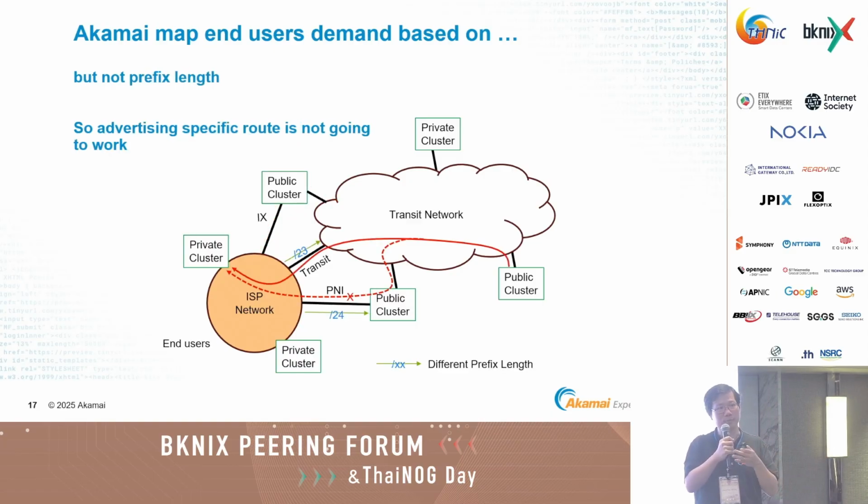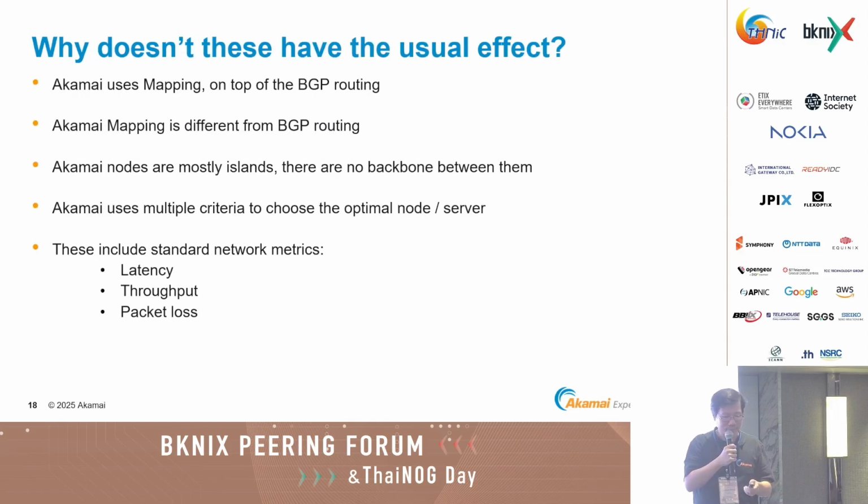Also, the other thing is prefix length. A lot of people announce more specific routes to transit A and transit B. I understand that you want to do traffic balancing, but this does not work well with us, because as long as you are sending a covering aggregated prefix, then we think that we can send all traffic to that prefix. So all this doesn't work, unfortunately.